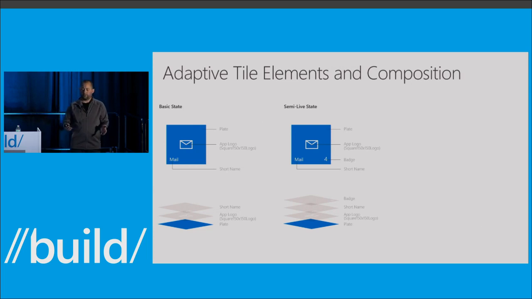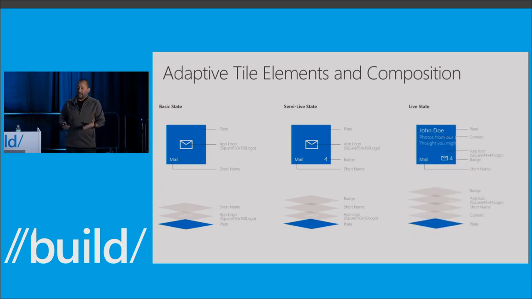It's still using your logo, your short name from the app, because all you've really done is update the badge count in this example. Then finally, in the live state is where a whole new layer is introduced that gets really interesting. So if you look now, the second layer from the bottom is now your content layer. This is where you can do things like images, you can do text, you can do great new stuff that we're going to show you on the next slide.